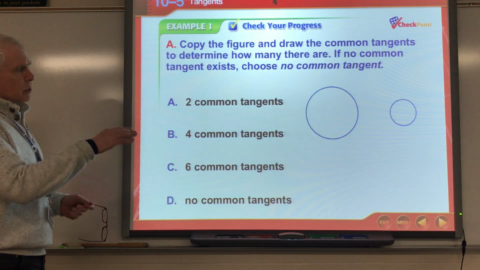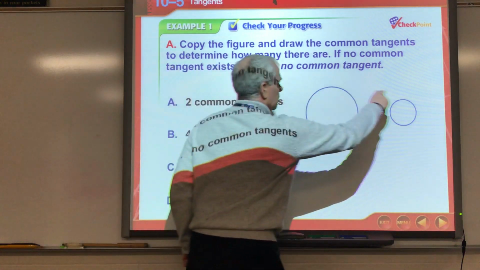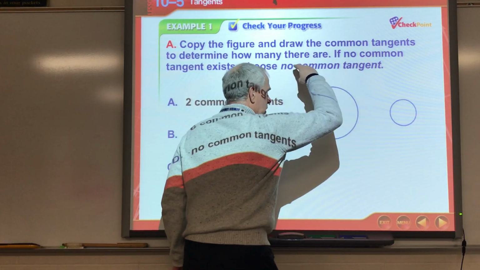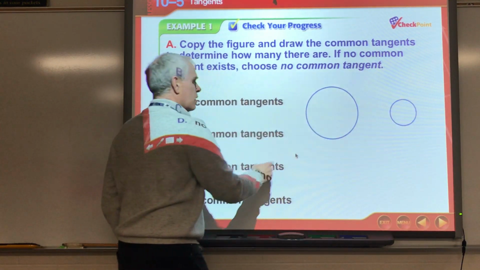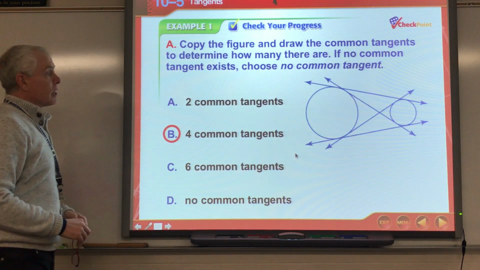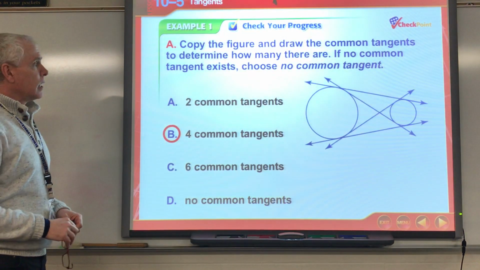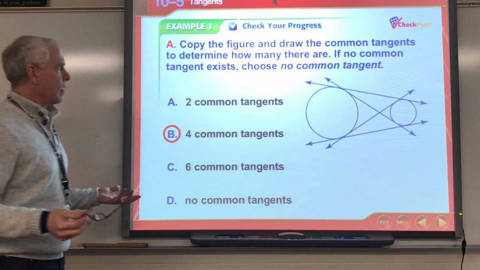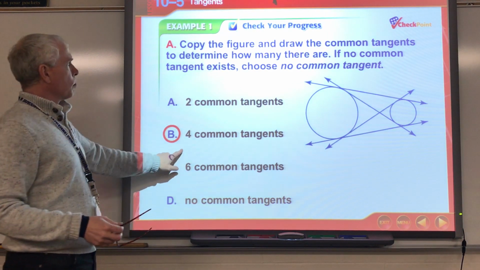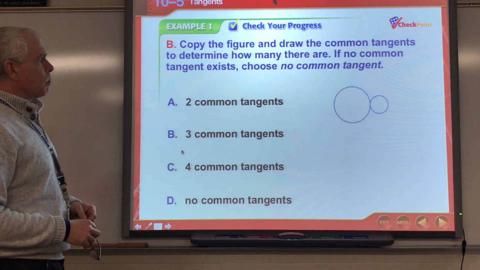Okay, so we've got some across the outside here. And then kind of going diagonally across the inside. We'll see if they draw them for you here. Looks to me like there's 4 of them. Okay, and so that's really all it is. A line that will touch both circles in one place. Okay, how about this one?